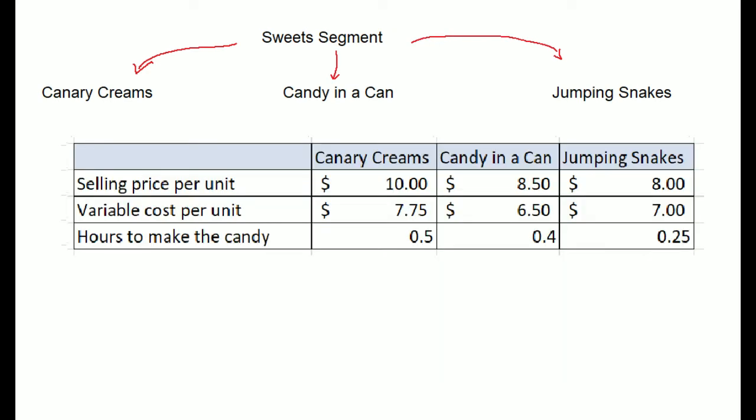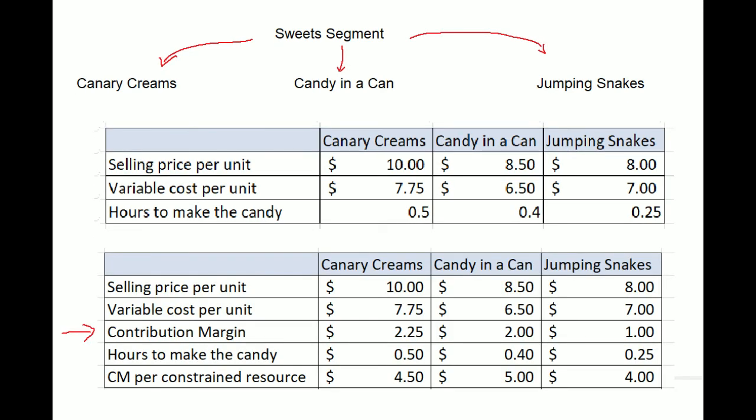So we have the selling price for each, we have the variable cost per unit, and the hours to make the candy. Now, what we need to do in these cases is find first the contribution margin and the contribution margin per constrained resource. So first, we're going to do the selling price per unit minus the variable cost and get the contribution margin for all of them. So here we got 2.25, 2, and 1. If we just do until this step, we will say that the canary creams are the most profitable because they make 2.25, but we're not done yet.